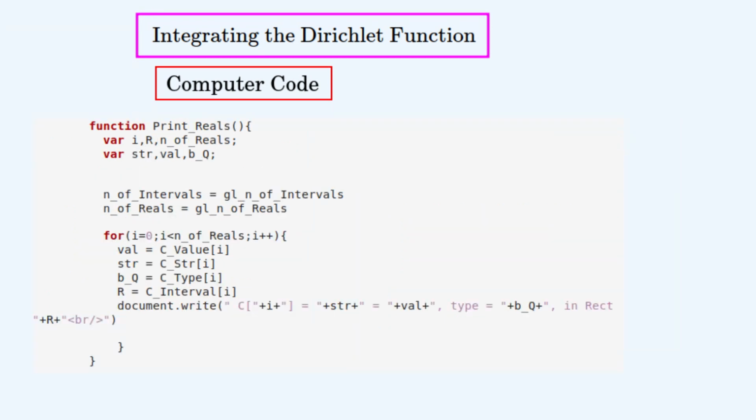So this is the function that will print out all of the real numbers that we've found, being the rationals and irrationals mixed together. It is very similar to the other two printing functions.